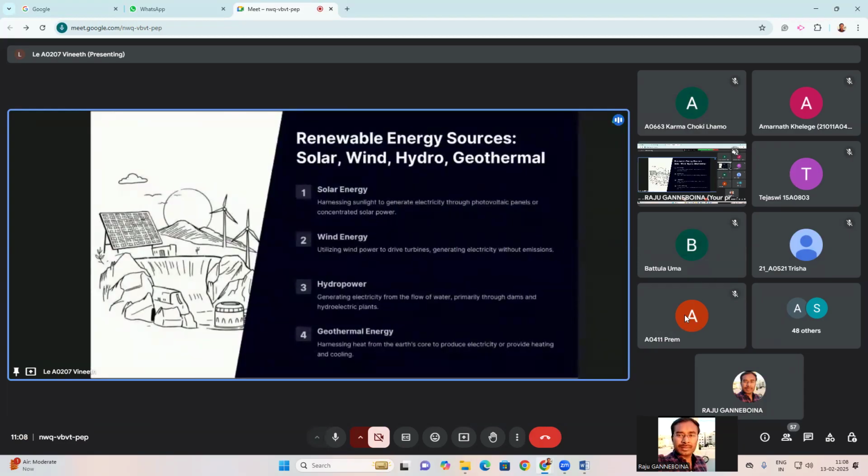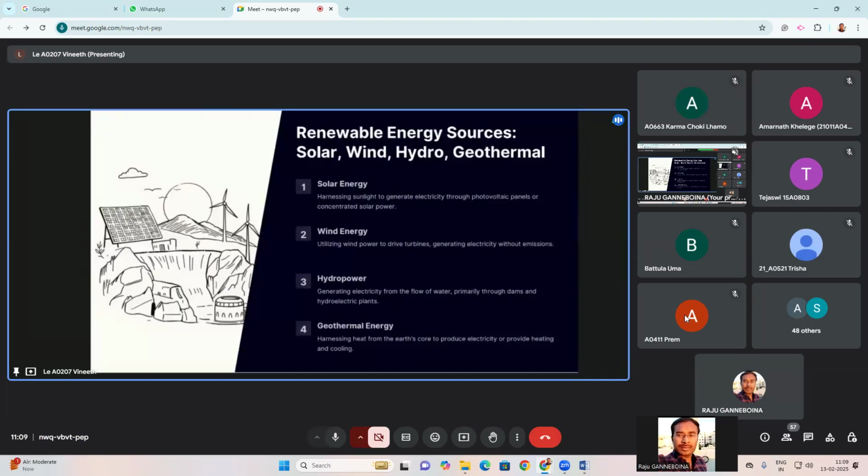There is no pollution due to these sources of energy, and they can be used to meet the growing energy demand. Solar is harnessing sunlight obtained from the sun and converting that sunlight into electrical energy to supply the loads. Wind energy is using the kinetic energy of wind to convert it into electrical energy and supply loads.